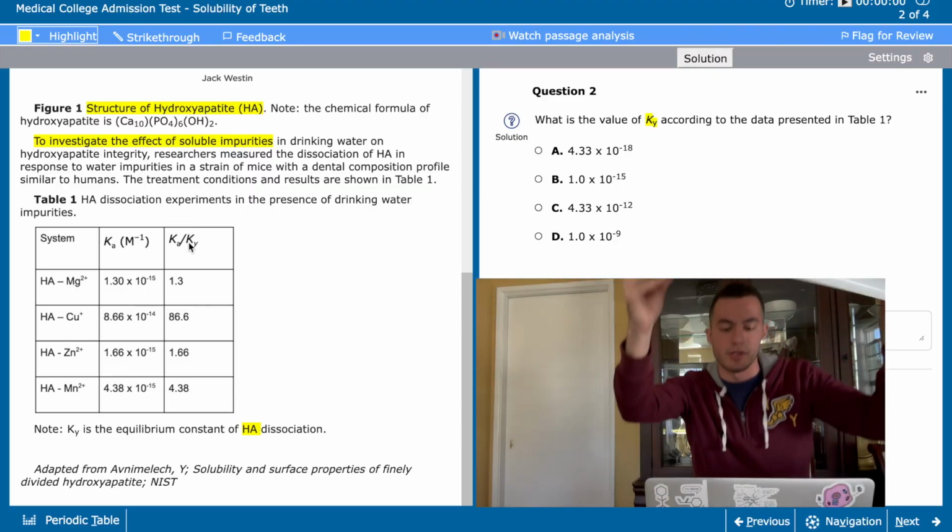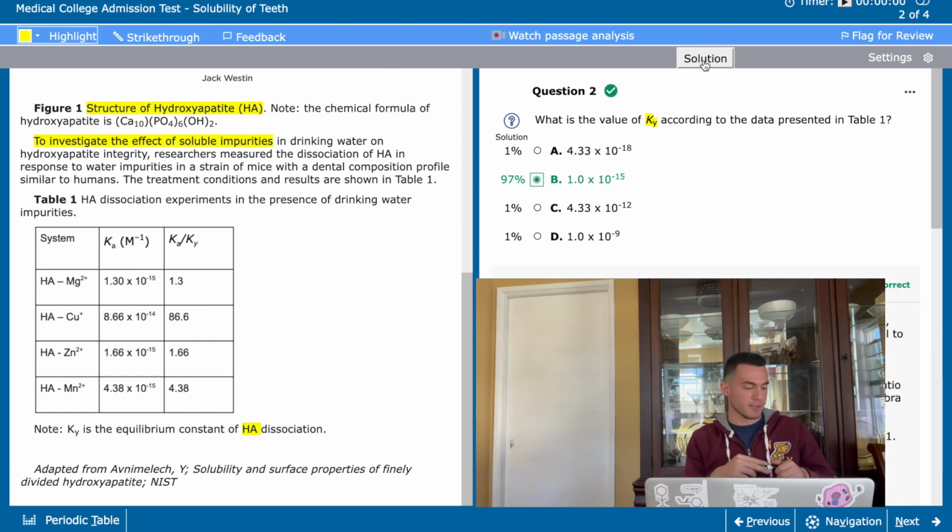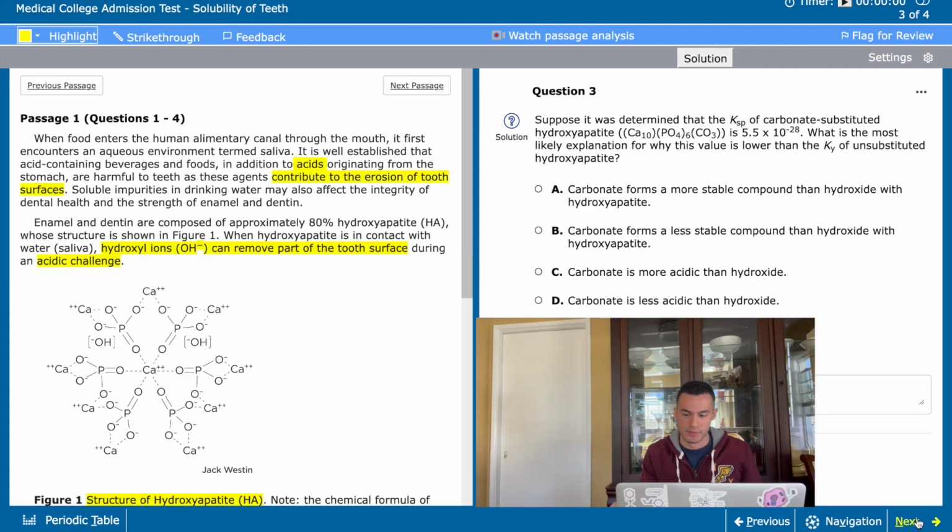That is our answer choice, which is going to correspond to answer choice B on this Jack Westin question. Boom. 97% got it. Not bad. That's pretty good. All right. That was a pretty decently easy one for number 2. Number 3.